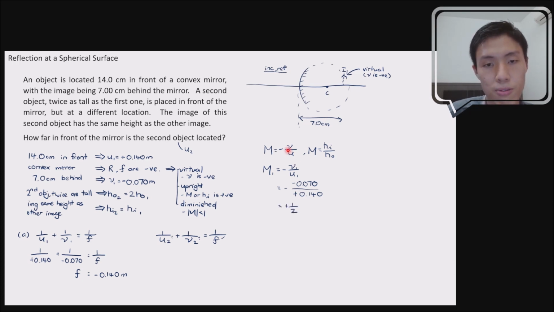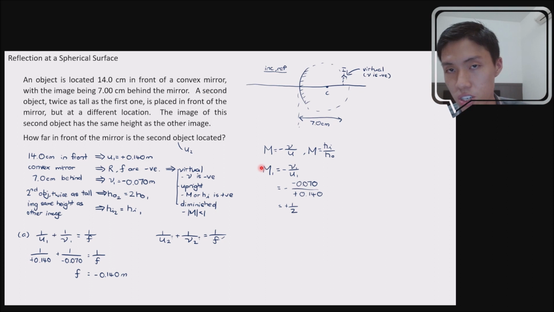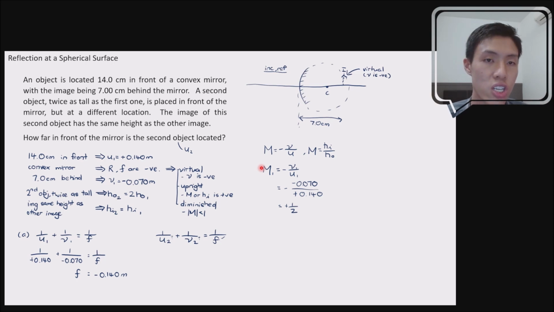So this is the magnification of the first scenario, but the magnification changes because you place the object at a different position, and at the same time it's a different object that we are talking about. So we change the object distance, and all this changes the magnification as well. So we cannot just say M1 is equal to M2, we have to figure out a new magnification for M2. But we know that M2 has some relationship that we can try to determine.